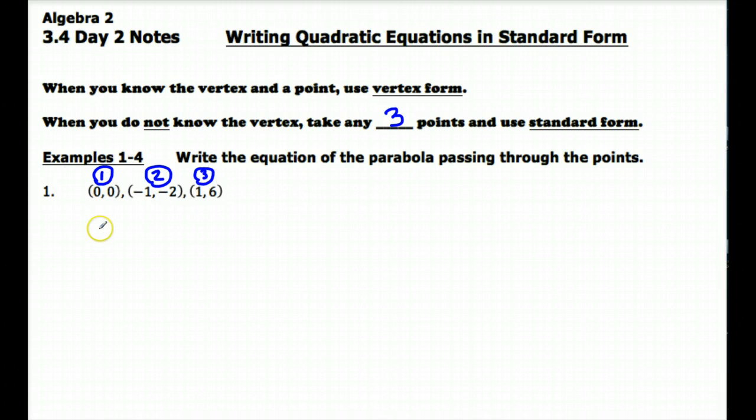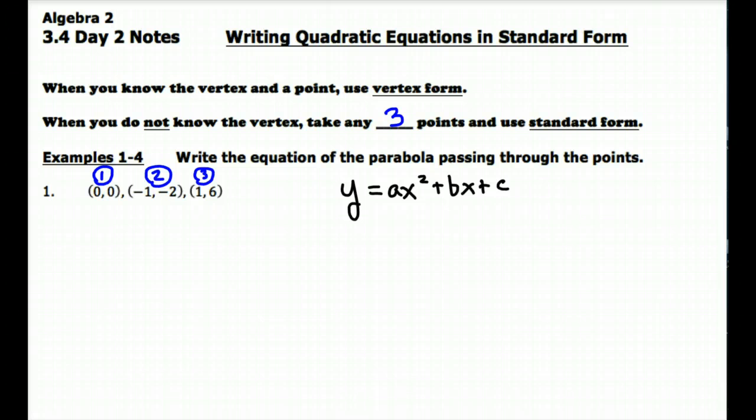And I'm going to use the fact that I know that standard form is y equals ax squared plus bx plus c. And if you remember from the last video, I told you every time you're given just a random point on the parabola, that can be an x and a y value. So I'm going to plug each of these points in as an x and a y value into my standard form.